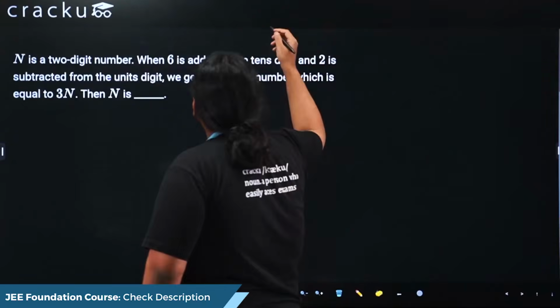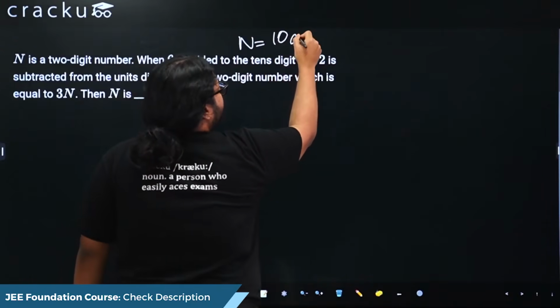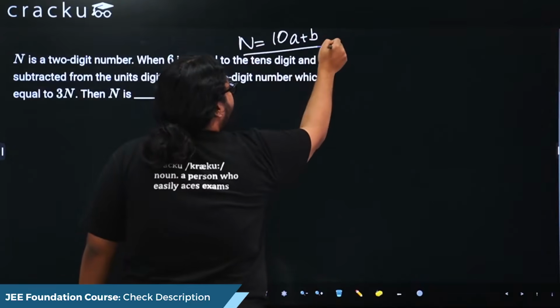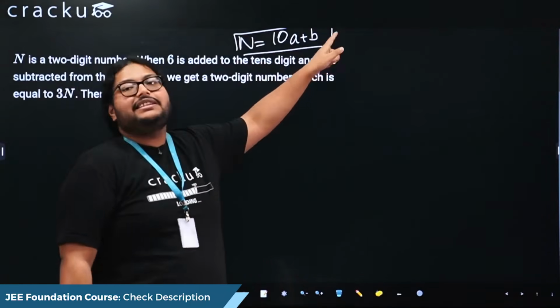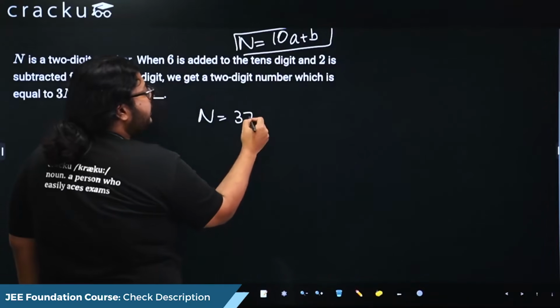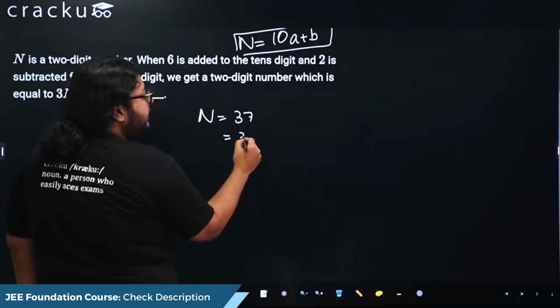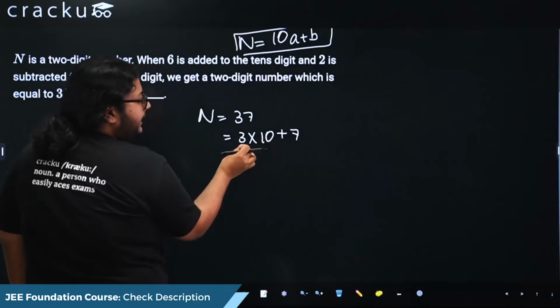Let's say n is 10a plus b. That is the way we write 2-digit numbers, right? Where a and b are basically the digits. Like say if I had n to be equal to 37, I'll write n to be 3 into 10 plus 7. So that is of the form 10a plus b.